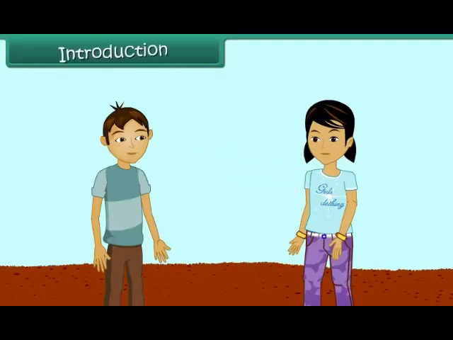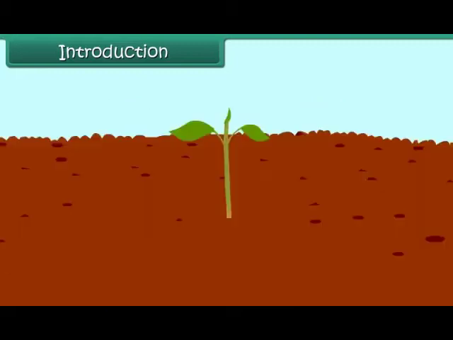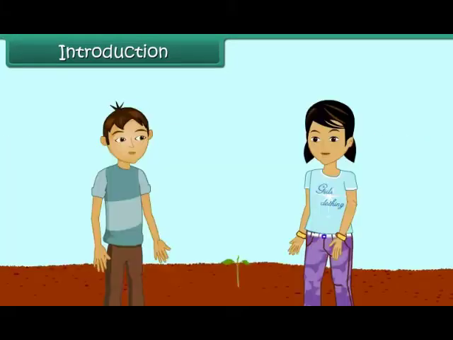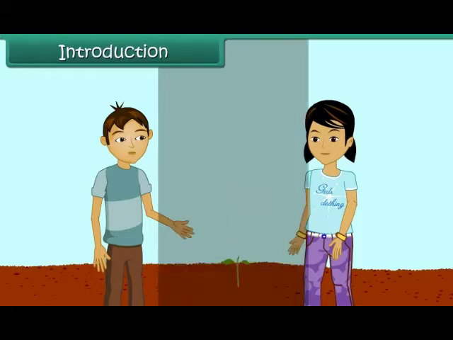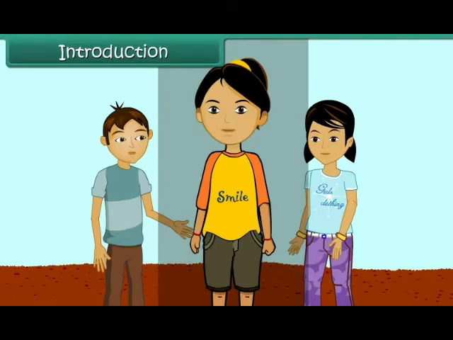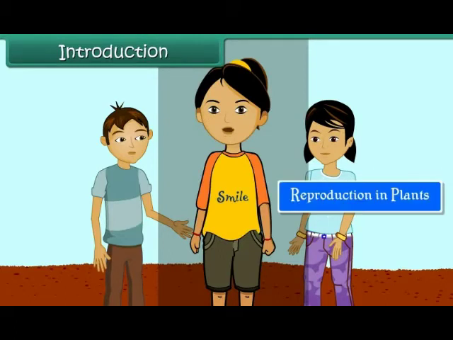Look, Ruchika, there is a new plant arising in the soil. Yes, there are only 2 small leaves coming up in the soil. Ruchika, do all the plants grow up like this only? No, Rahul. There are many other methods by which plants give rise to new plants. Children, in this lesson, we will learn about how plants reproduce.